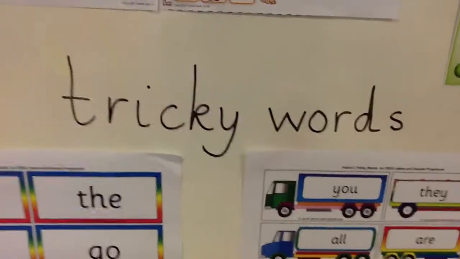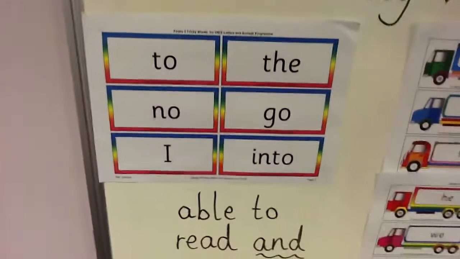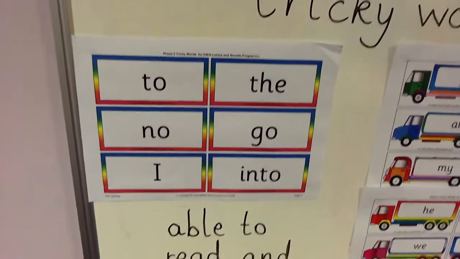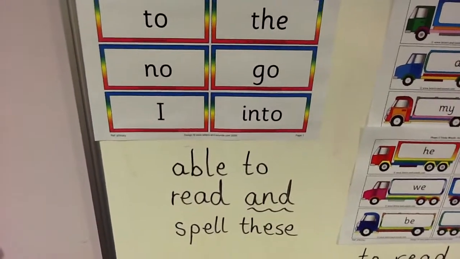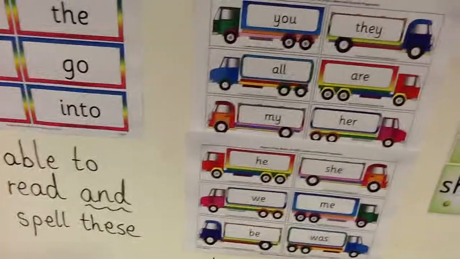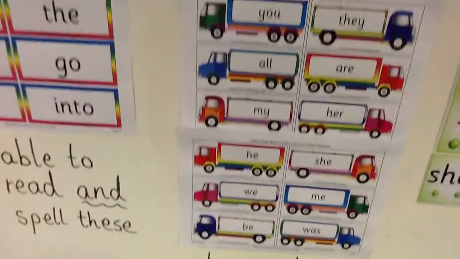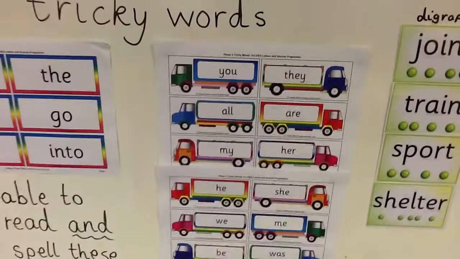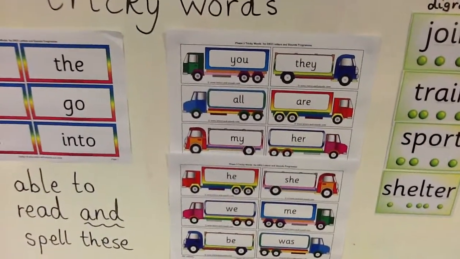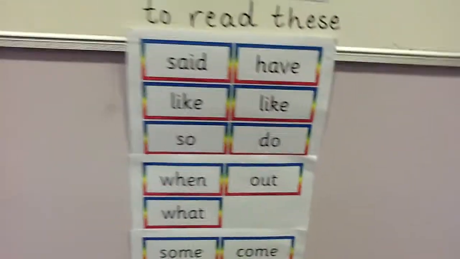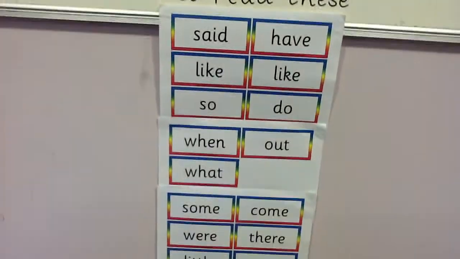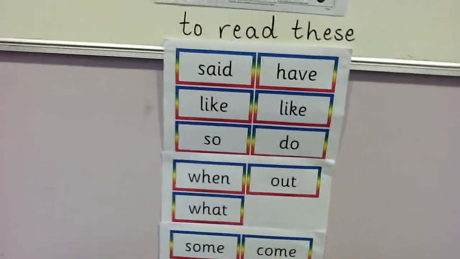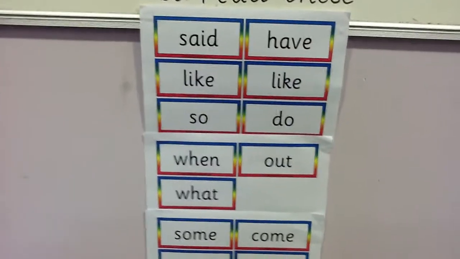Then if we think about the tricky words that I talked about, in phase 2 they were introduced to these tricky words just to be able to read them. So now they need to be able to read and to spell these. Then we've got these tricky words which are introduced in phase 3, and they're expected to read and spell these in phase 4. And then finally they need to be able to read these tricky words. And once they can do all of these, and that is phase 4, we move on to phase 5.